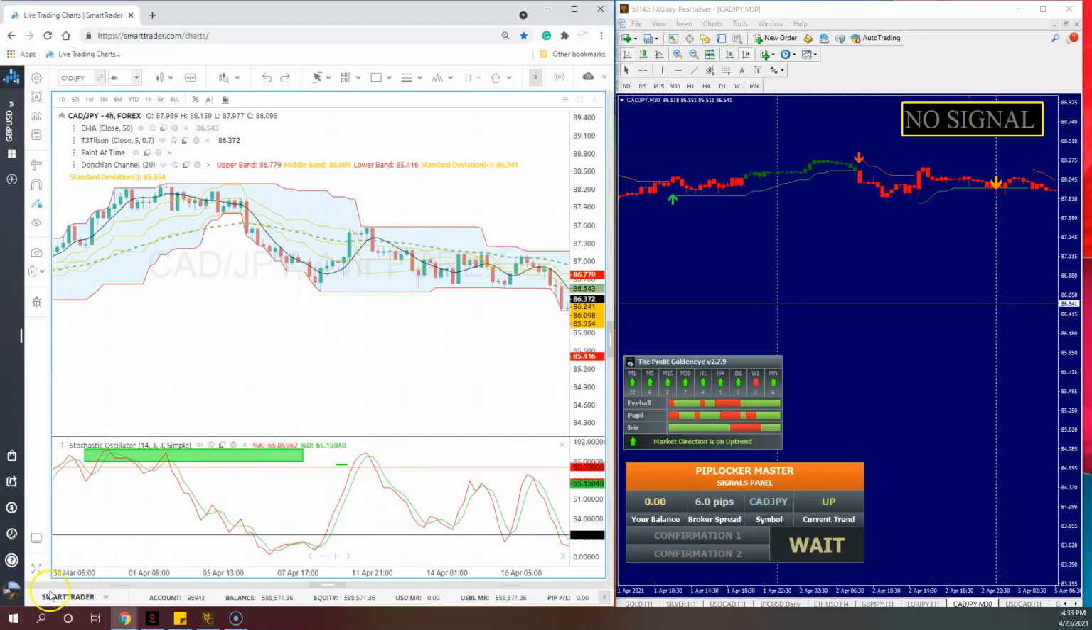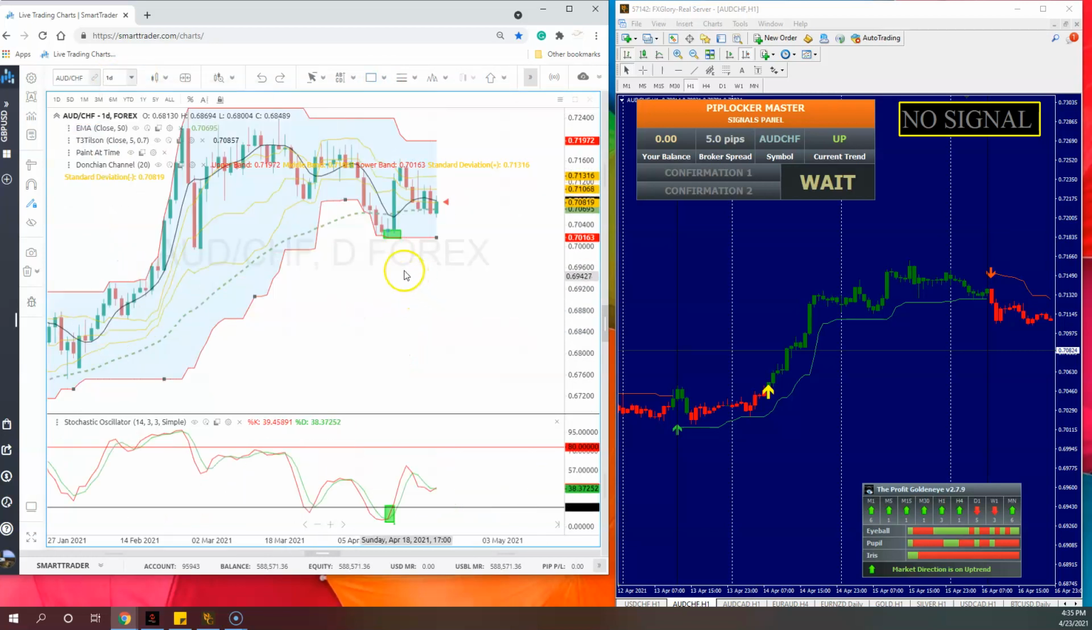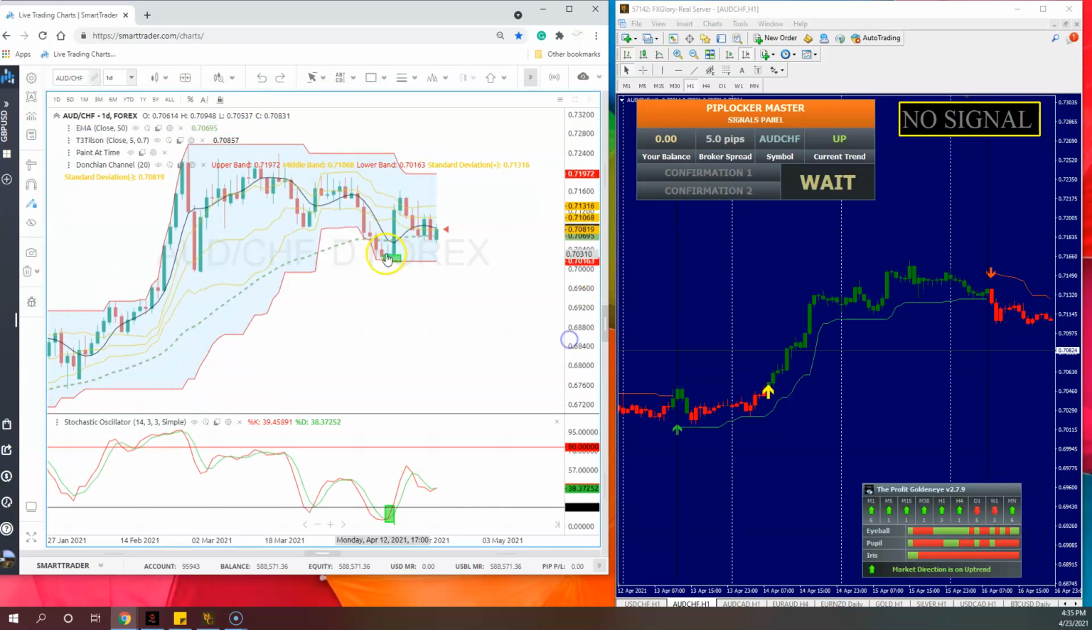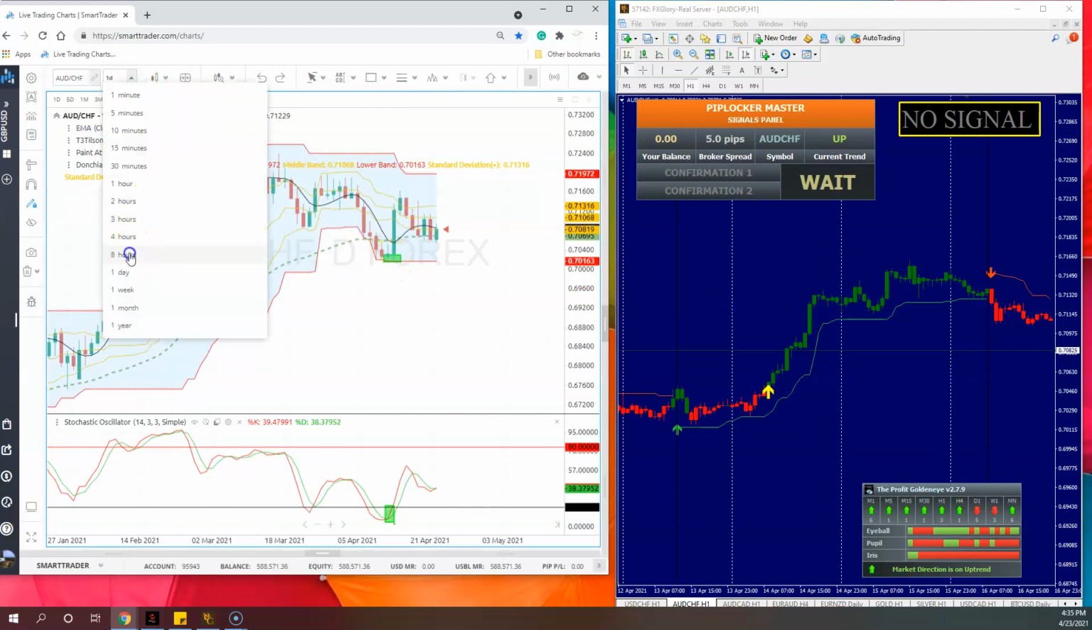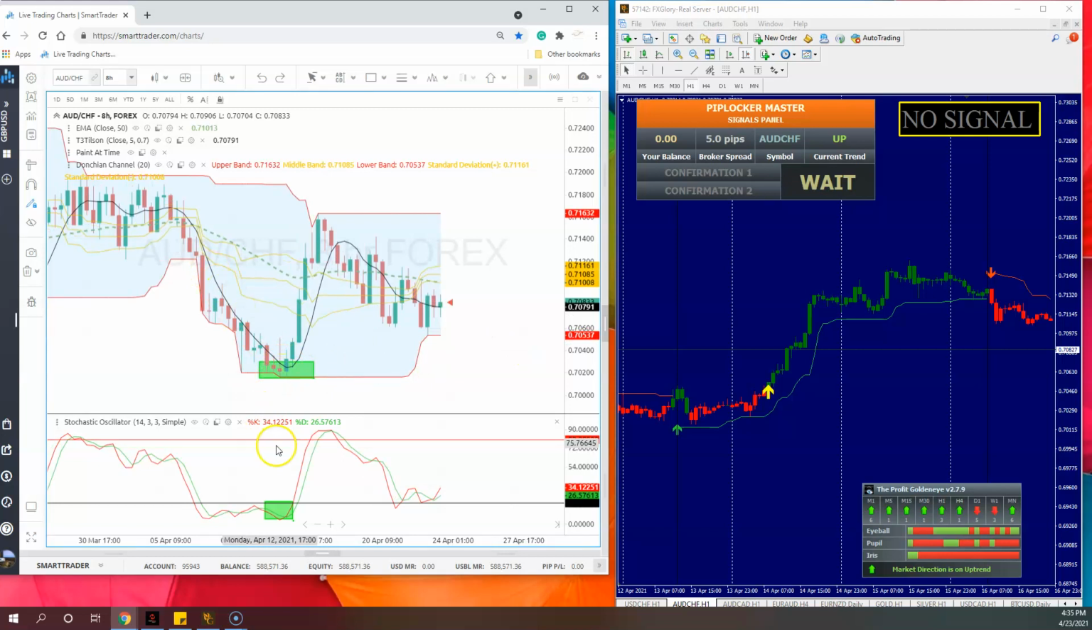And here it is again on Aussie Swiss. Price is below or around the lower band, so it's oversold. Stochastics is also oversold. That's a 4-hour chart, and I switch over to a daily chart to see if we have oversold stochastics. There it is. So if I have 3 time frames, this is essentially telling me the same thing: stochastics is oversold, price is oversold. There's the buy signal on Piplocker and Forex Writer right there.